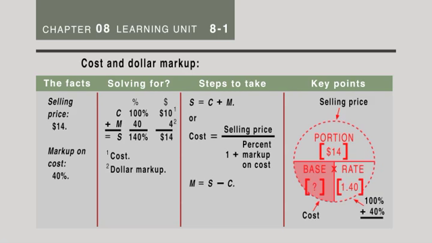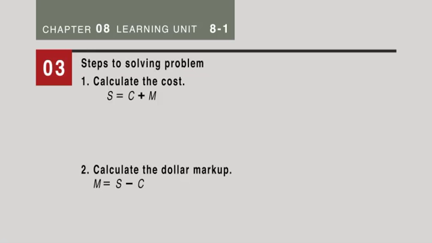What do we know? We know that the selling price is $14 and the markup on the cost is 40%. We know that we're going to be solving for what our cost is going to be. So the cost is going to be the selling price divided by 1 plus the percent markup on cost. So we're going to calculate our cost. Our selling price is $14 equals the cost plus 0.4 times cost. So we're going to solve for cost, and that equals $10.